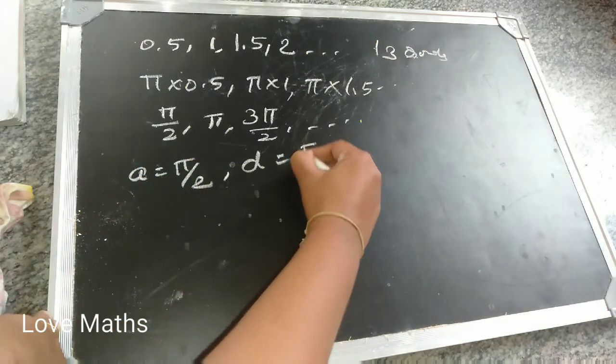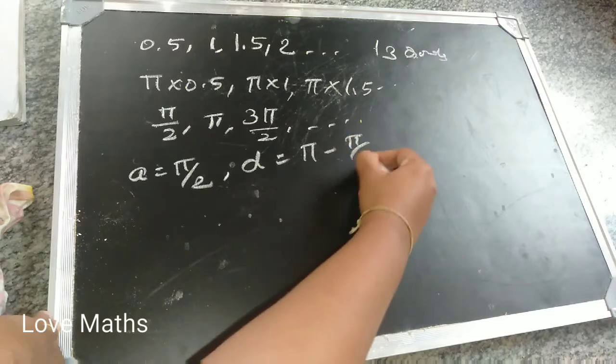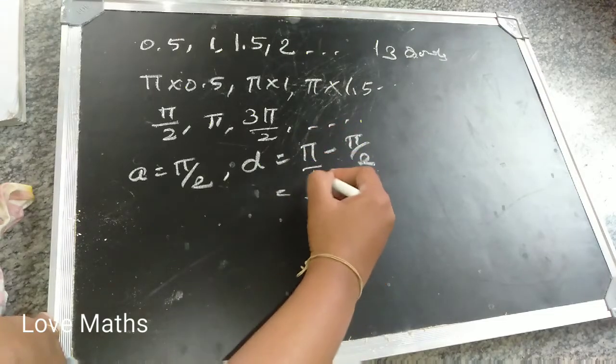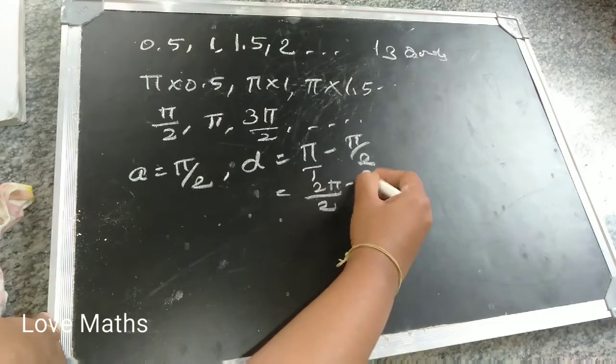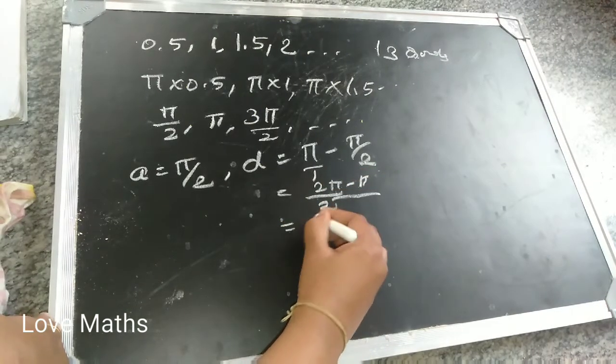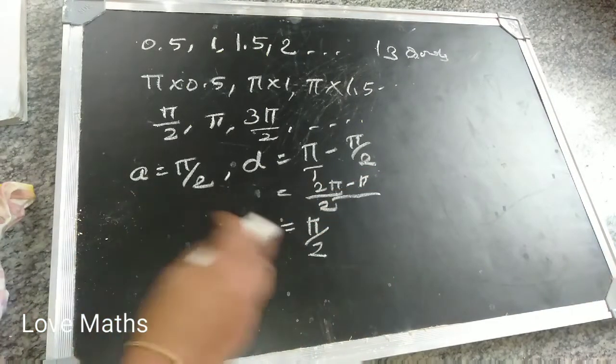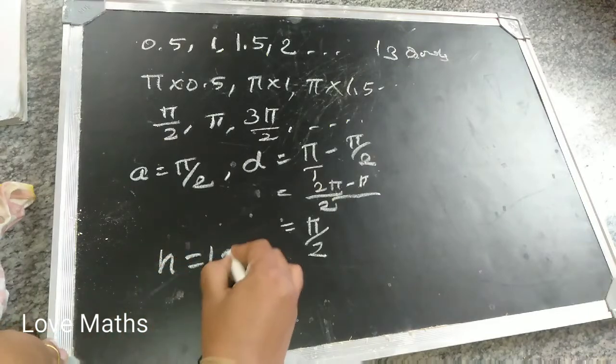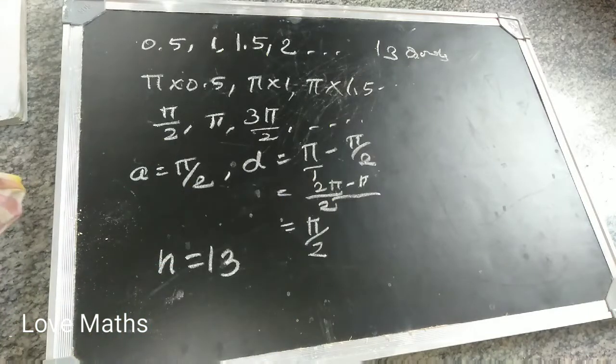What is D? Second term minus first term. So 1 means 2 into pi, 2 pi. 2 pi minus pi is 1 pi, so pi by 2. A is pi by 2, D is also pi by 2. N is how much? 13.